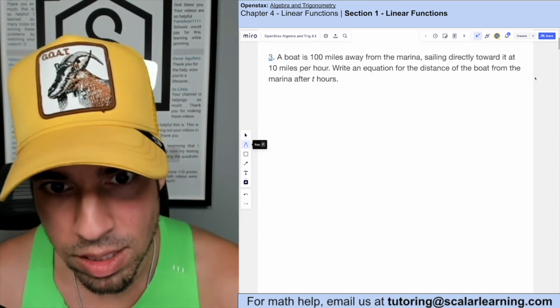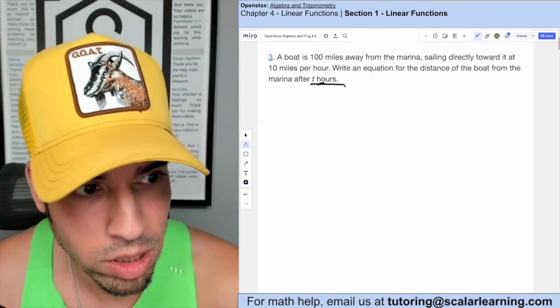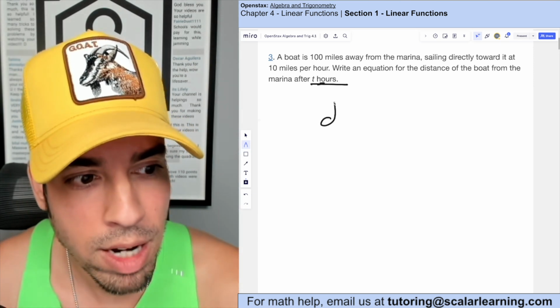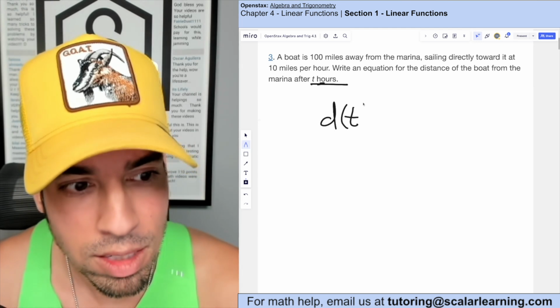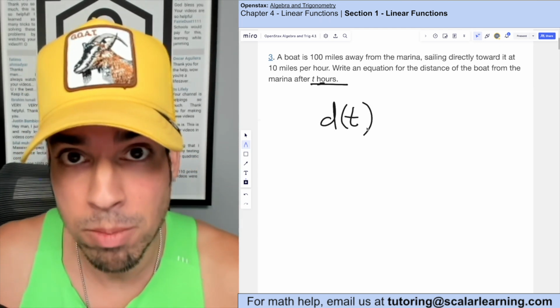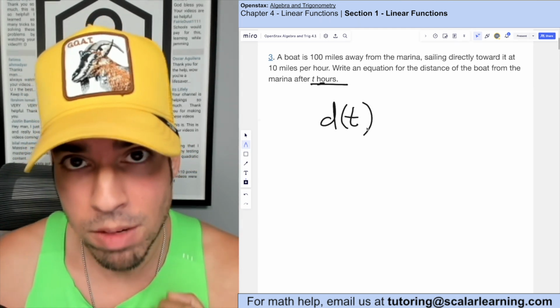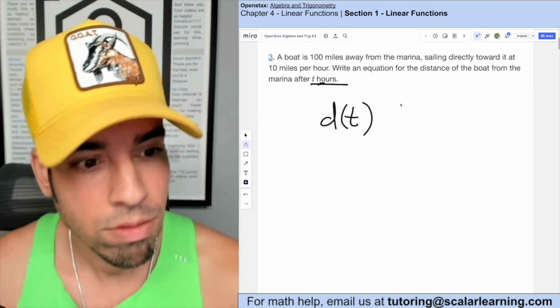A boat is 100 miles away from the marina, sailing directly toward it at 10 miles per hour. Write an equation for the distance of the boat from the marina after t hours. So we're going to have a function of distance, right? And that distance is going to be a function of time. Time is going to be that independent variable that's going to affect the distance from the marina.